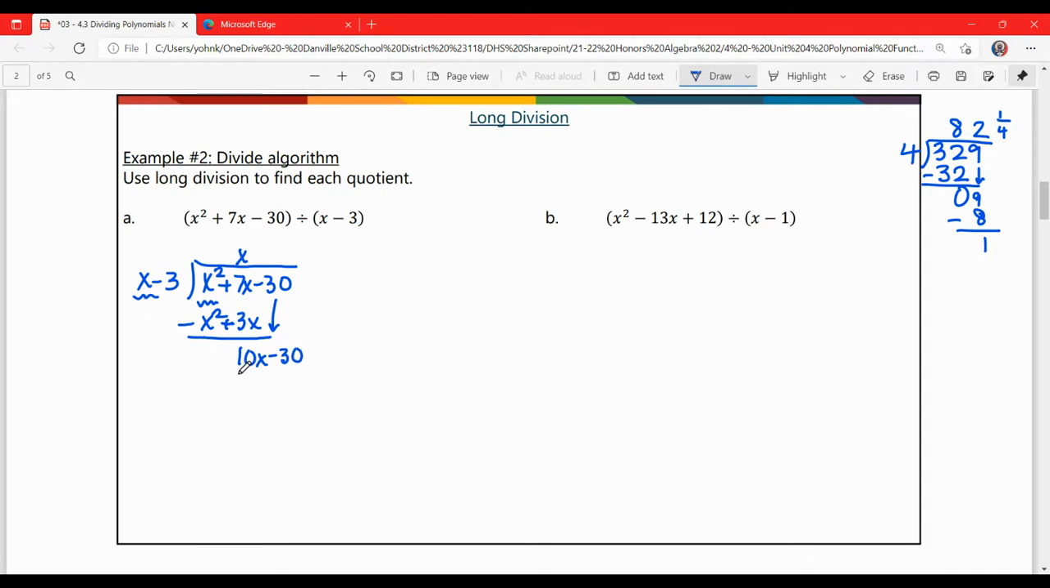Then I look again only at the beginning things. And so x goes into 10x 10 times. So I'm going to put a plus 10. And then I'm going to distribute. 10 times x is 10x. 10 times -3 is -30. I'm going to draw my line, and I'm going to change my signs, which is the same as subtracting them and distributing at the same time. So when I add, I get 0, and I add, I get 0. That means there is no remainder. So my answer is going to be x plus 10.